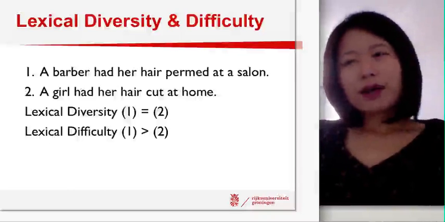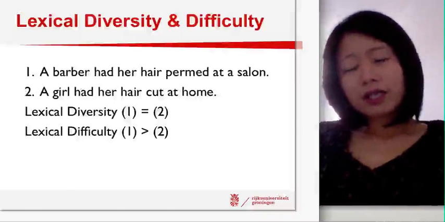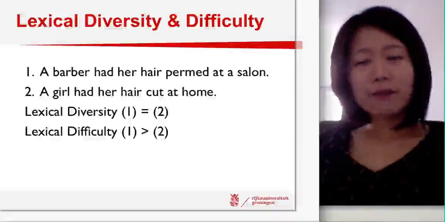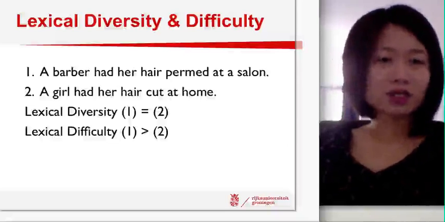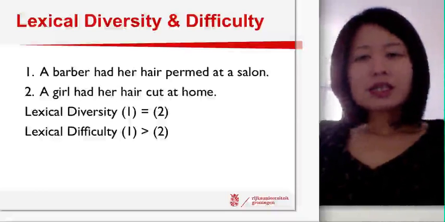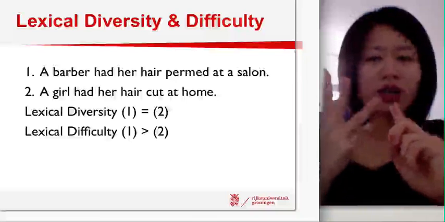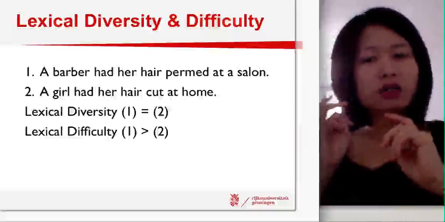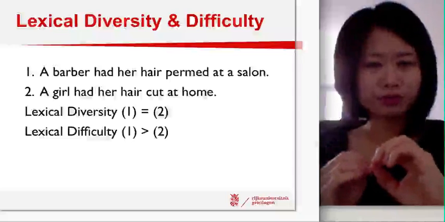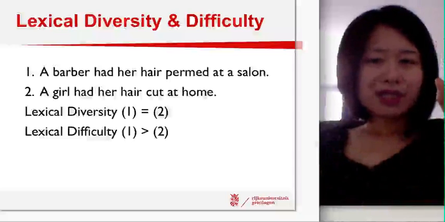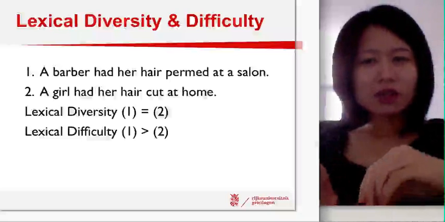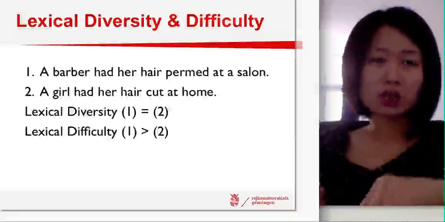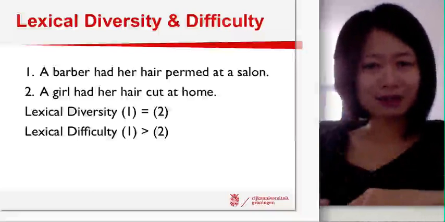As argued by Yu, his study only looked at the lexical diversity, but he has not included another dimension of the lexicon, which is the lexical difficulty. So a sentence like "a barber had her hair permed at a salon" had the same lexical diversity as "a girl had her hair cut at home." These two sentences have equal lexical diversity, but they don't have the same lexical difficulty because the words they use fall into different frequency bands.